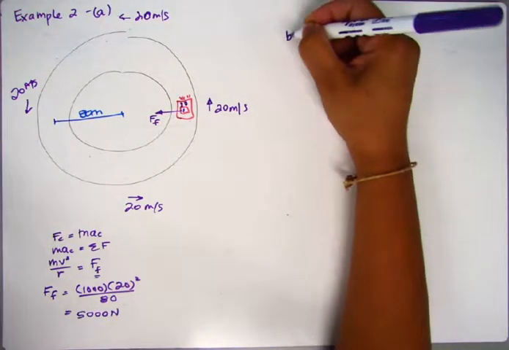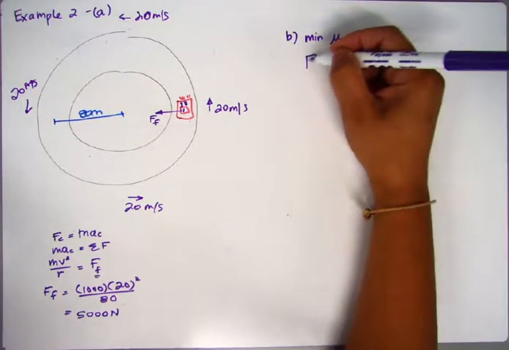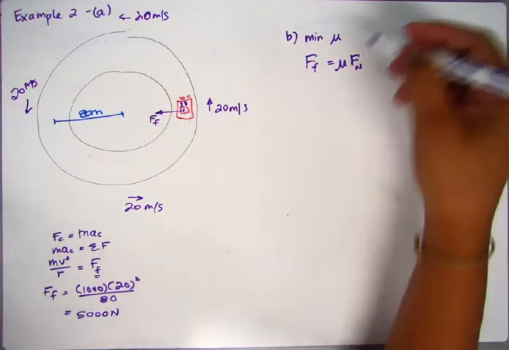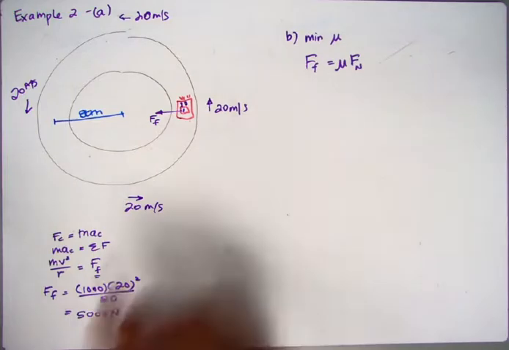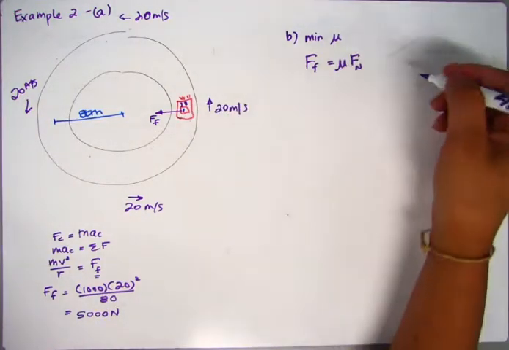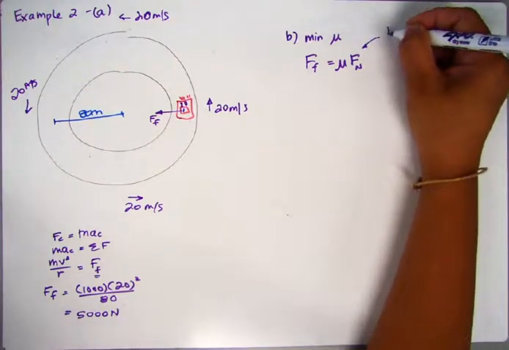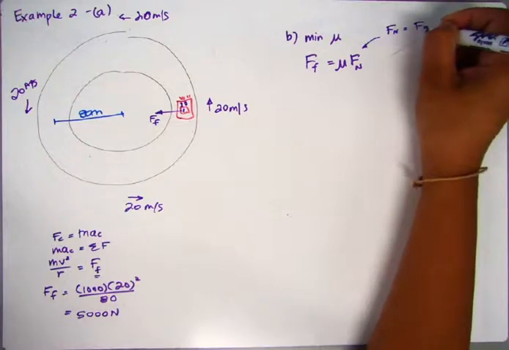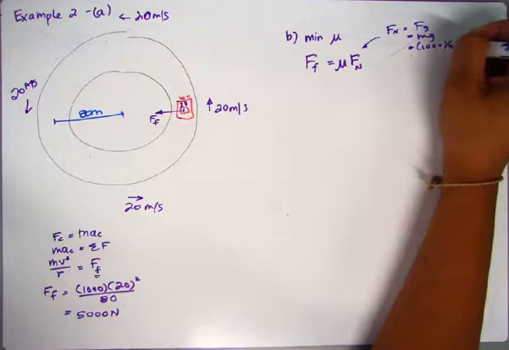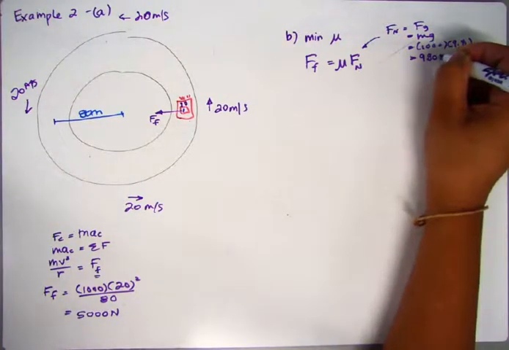So for part B, it's asking for minimum mu. We know that the force of friction equals mu Fn. That's one of our equations. Well, we know the force of friction now because we know it's 5,000. We can figure out Fn. In this case, it's balanced, so Fn simply equals Fg, which equals mg, which equals 1,000 times 9.8, so 9,800 newtons, right?